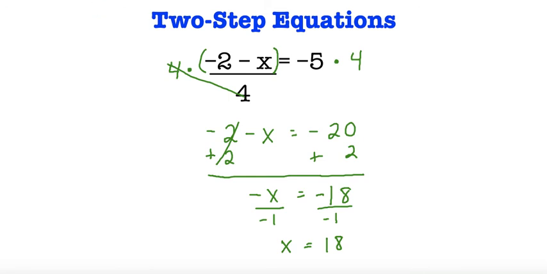And now if we wanted to go back and check our work, we would do negative 2 minus 18 divided by 4. And so negative 2 minus 18 is negative 20. Divided by 4 makes that negative 5. And we got the same answer as in our equation. So that's how we know we did it correctly. And that's it.